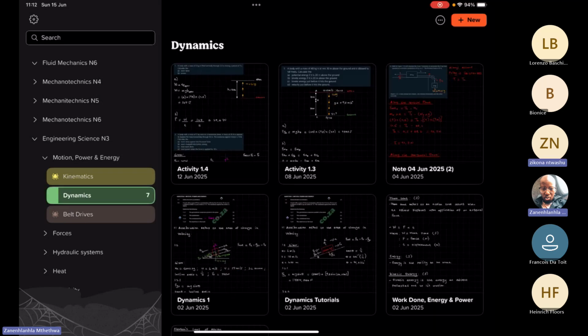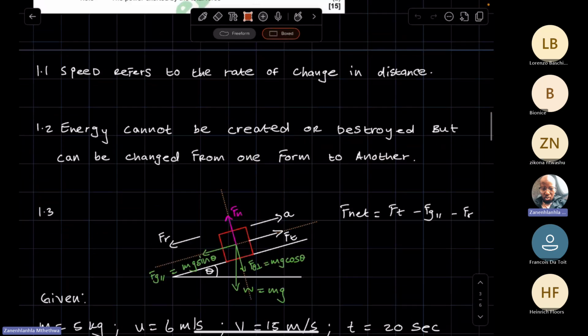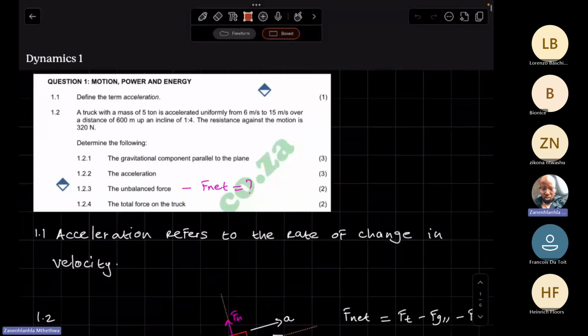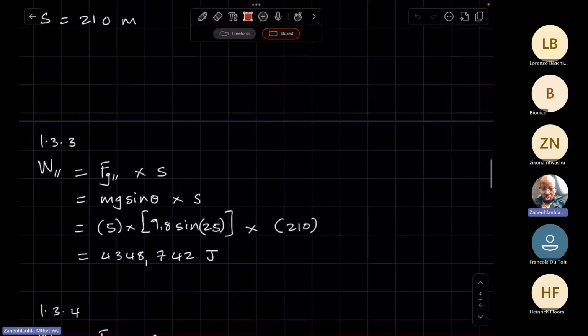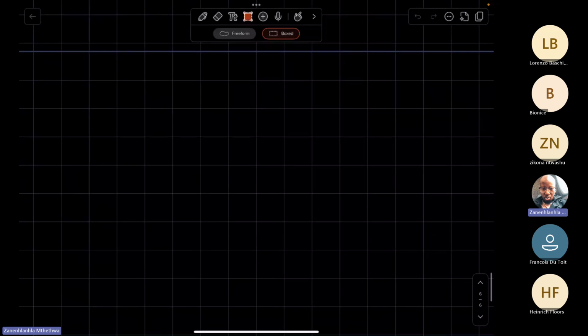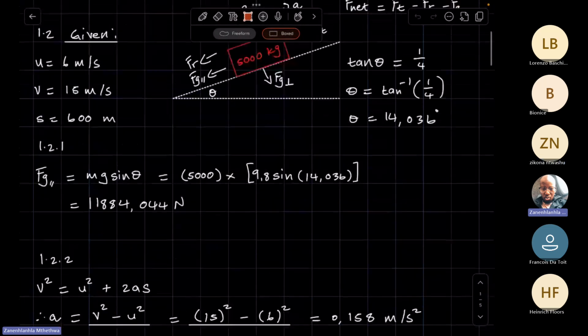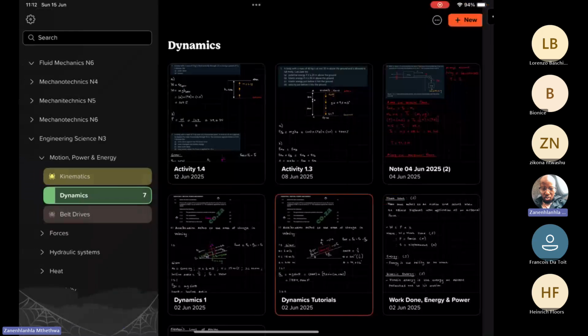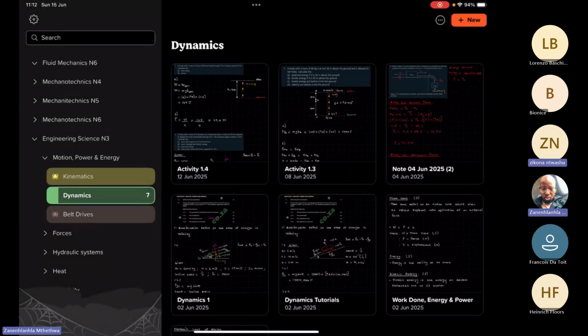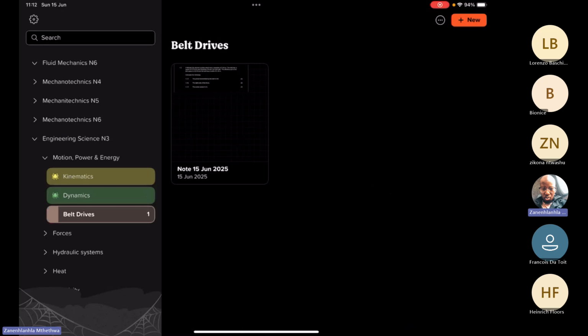Dynamics. Let's see. All right. So I did cover some of the questions from past exam papers. This was from past exam papers as well. So before we go through belt drives, are there any questions regarding anything on kinematics, anything on dynamics?